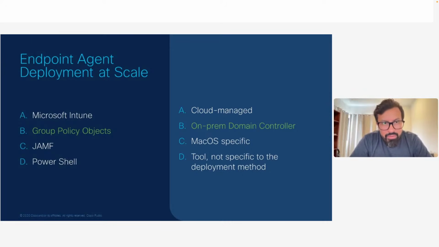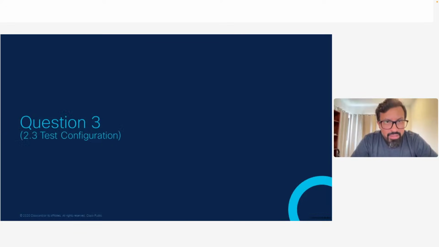Then we have JAMF, which is specific to macOS devices. With PowerShell, if not using the GUI, you can deploy GPOs, I believe, using PowerShell. So that could have been another option, but they're ultimately distractors. So pay attention in the exam. You will usually have distractor answer options. So try to discard each one of those options by following a certain logic. All right, so let's go ahead with question 3, test configuration.